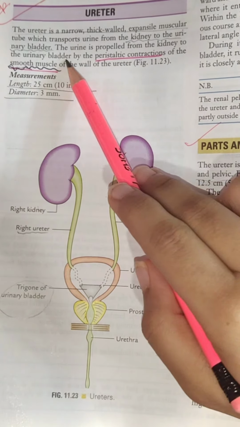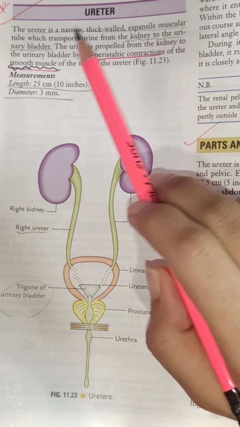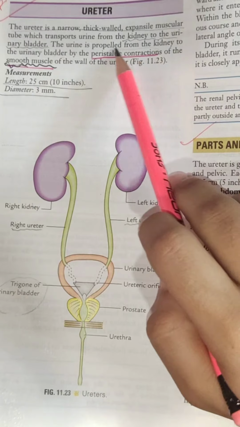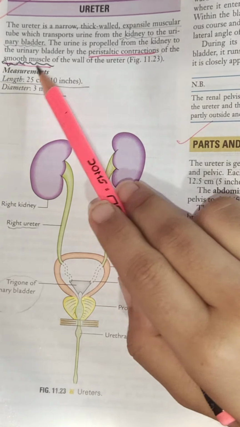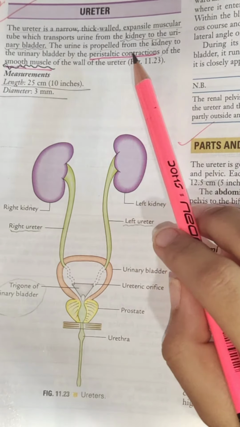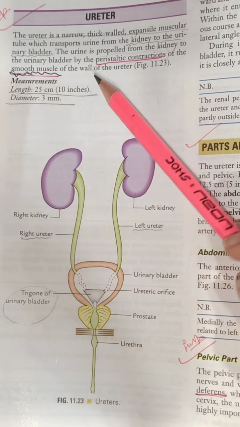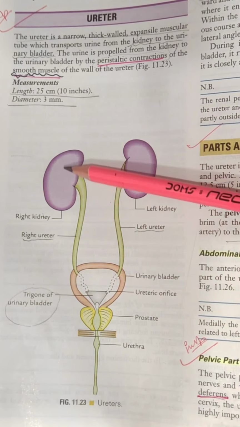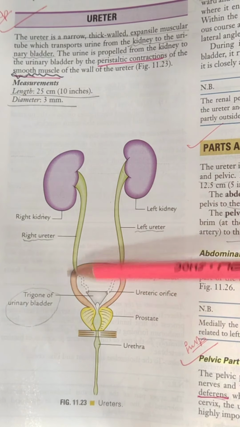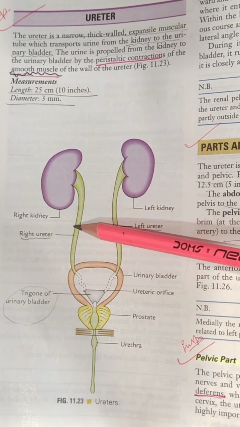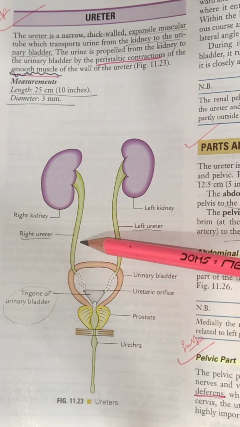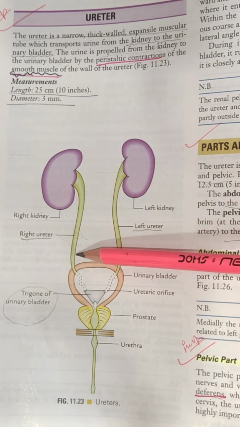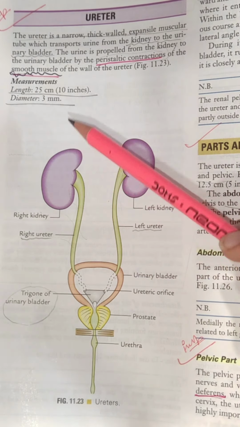bladder. The urine is propelled from the kidneys to the urinary bladder by peristaltic contraction of the smooth muscles in the wall of the ureter. This is a very important point. So the urine is propelled out from the kidney to the urinary bladder by the peristaltic contraction. Here there will be smooth muscles, so there will be peristaltic contraction of these smooth muscles.